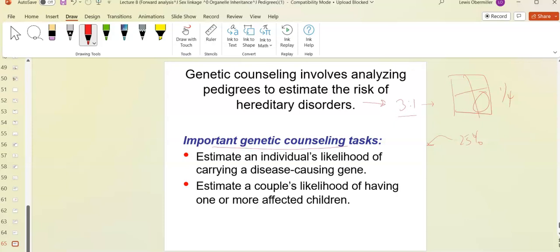But genetic counseling is a real occupation. It pays quite a lot, six figures.